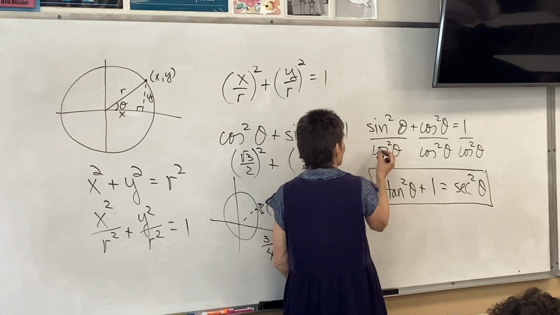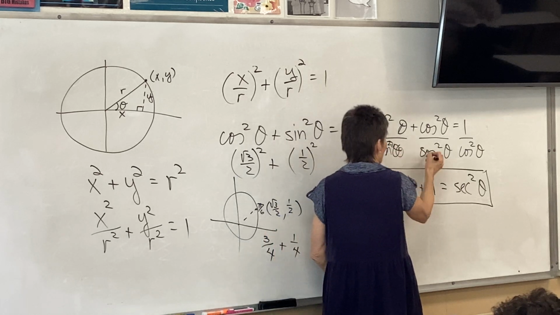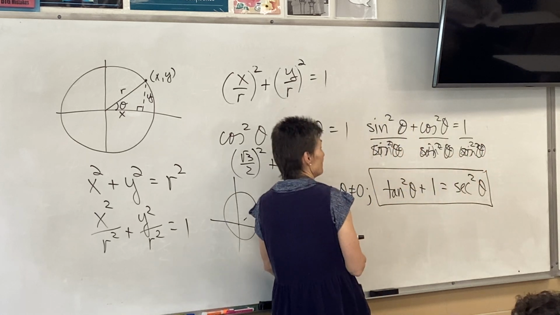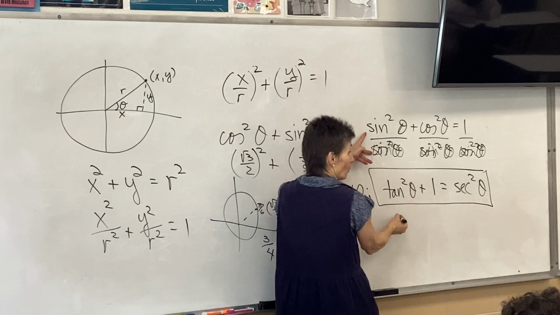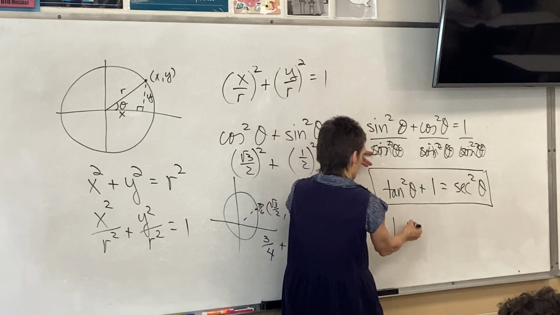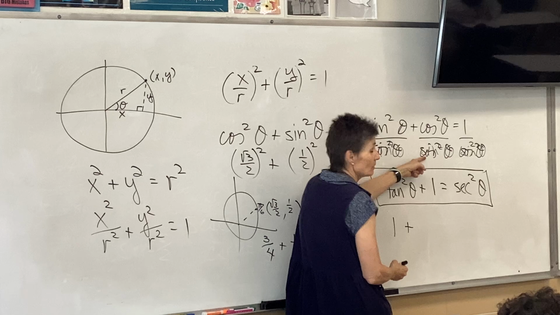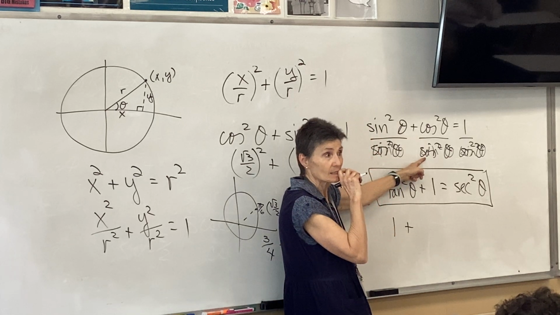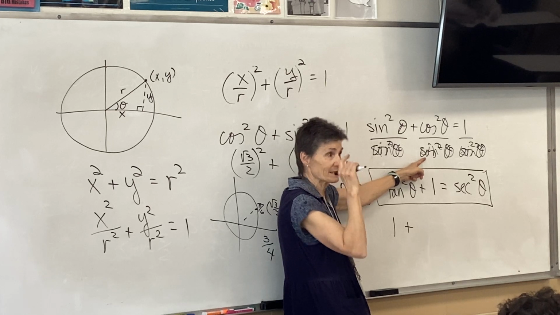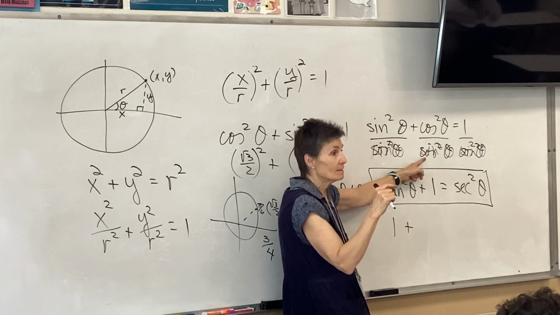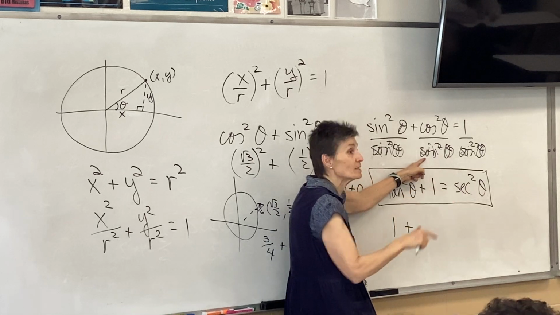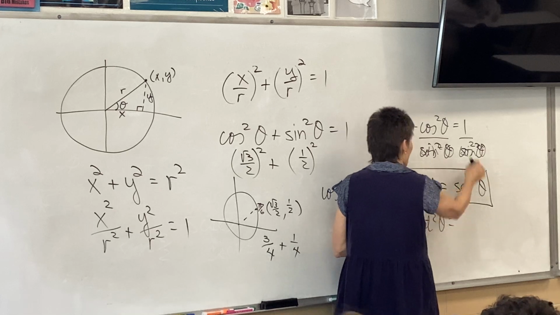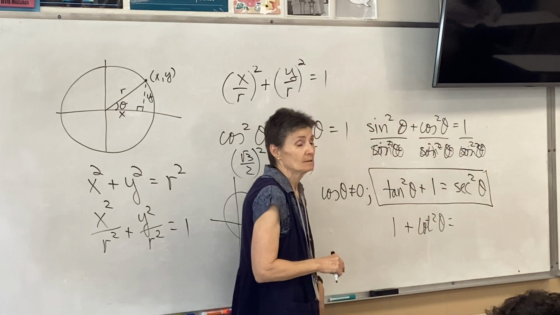What if I would have divided everything by sine squared? What would that one look like if I divided by sine squared? 1 plus cosine over sine, well, what's sine over cosine? So sine over cosine is tangent, so cosine over sine is cotangent squared. And then what's 1 over sine?